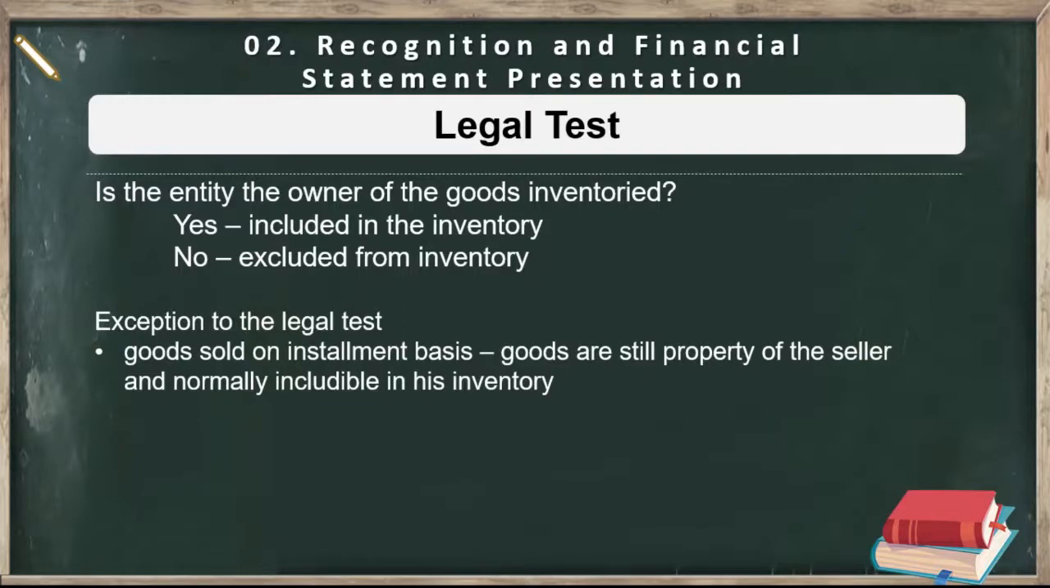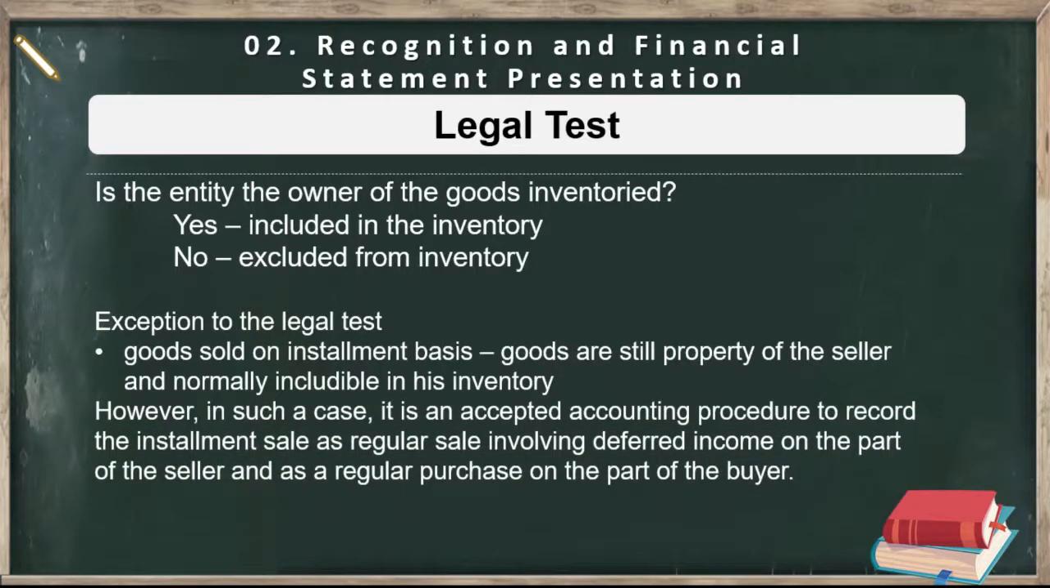So for installment contracts, they may provide retention of the title by the seller until the selling price is fully collected. So dili pa nila ihatag or i-transfer ang ownership or ang physical possession kung dili pa ma-full kung installment basis siya. So following the legal test, the goods sold on installment basis are still the property of the seller and therefore normally includable in his inventory.